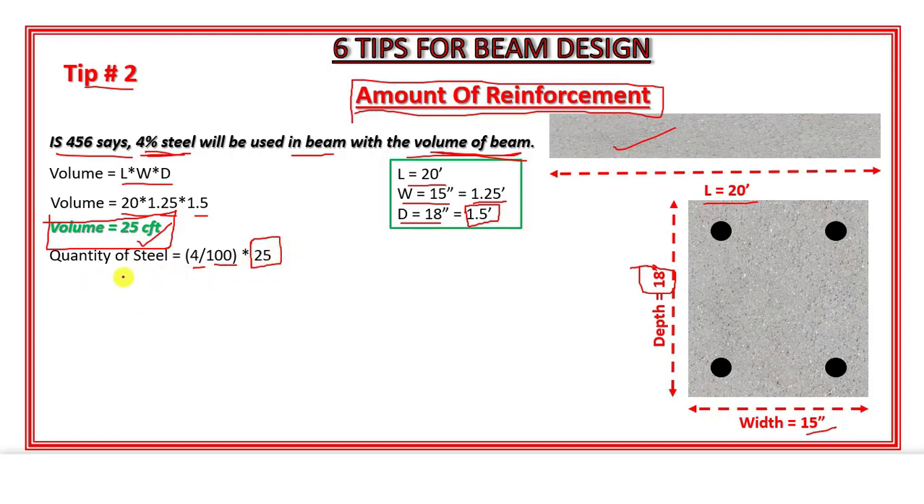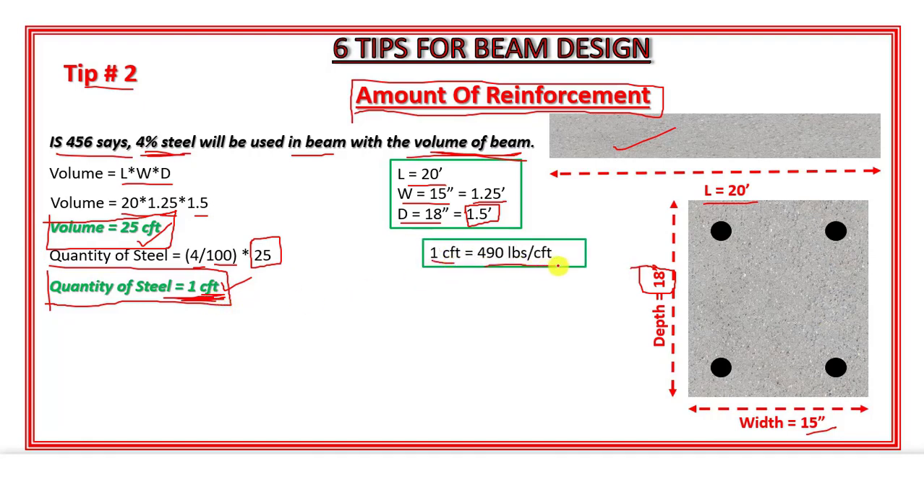Okay, and after doing all the necessary calculations, the quantity of steel will be equal to 1 cubic feet. Now this is the quantity of steel to be used in this particular beam, but if you notice here, it is in cubic feet, and in market you will not get steel in the form of cubic feet. You will get it in the form of kg or tons. Okay, so now let's convert this 1 cubic feet to kg, and we know that the density of steel is 490 pounds per cubic feet. Okay, so the quantity of steel will be equal to 490 pounds.